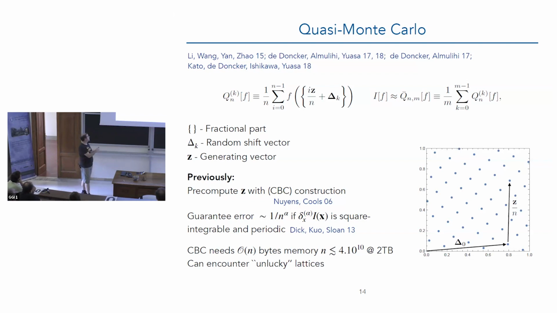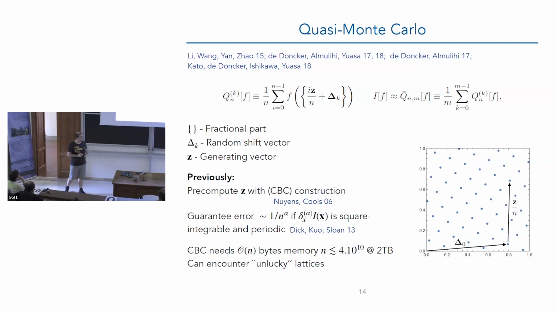And what we did was we would pre-compute this generating vector using a construction from some mathematicians called the component-by-component construction. And what was nice is that for a good choice of this generating vector, you can guarantee that the error of your numerical integration will scale like 1/n to the alpha, where your integral is square integrable and periodic, and so are its alpha derivatives. So, first, second, third derivative. And this is very useful because Monte Carlo scales like 1/√n. It's very slow scaling. You can accelerate this greatly by using these lattice rules for integrals that are square integrable in this way and periodic.